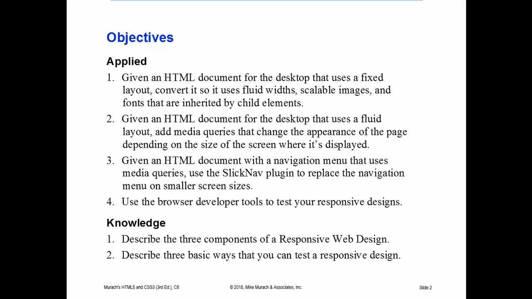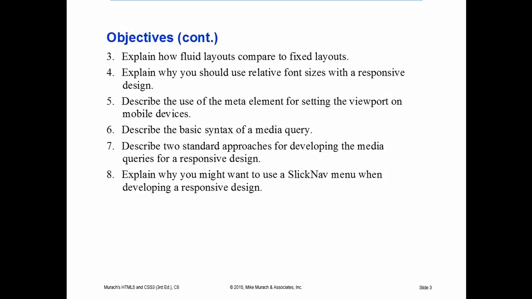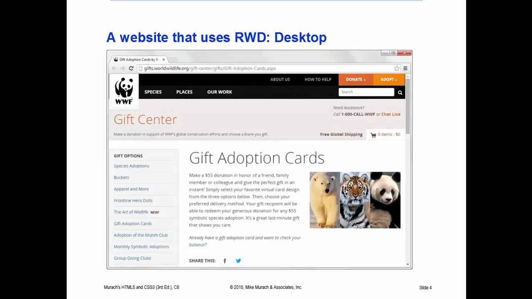Describe the three components of a responsive web design. Describe 3 basic ways you can test a responsive web design. Explain how fluid layouts compare to fixed layouts. Explain why you should use relative font sizes with responsive design. Describe the use of the meta element for setting the viewport on mobile devices. Describe the basic syntax of a media query. Describe 2 standard approaches for developing the media queries for a responsive design. Finally, explain why you might want to use a Slick Nav menu when developing a responsive design.